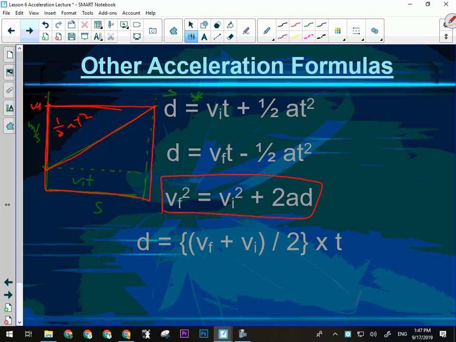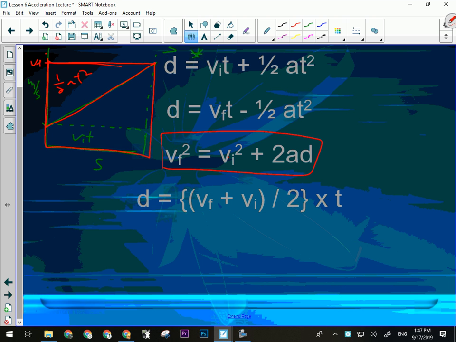And this last one here, D equals (VF plus VI) divided by 2 times T. Really, all this is average velocity equals displacement over time. This only works, though, for uniform acceleration. The other ones will work for non-uniform; they're extrapolating, but they'll work. This one won't. The acceleration has to be uniform for that formula.